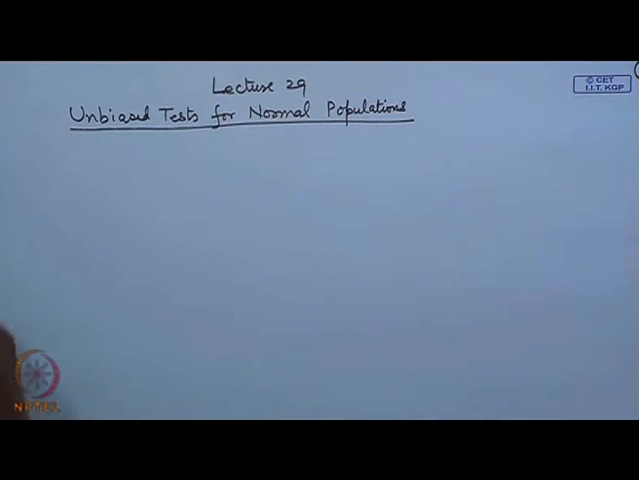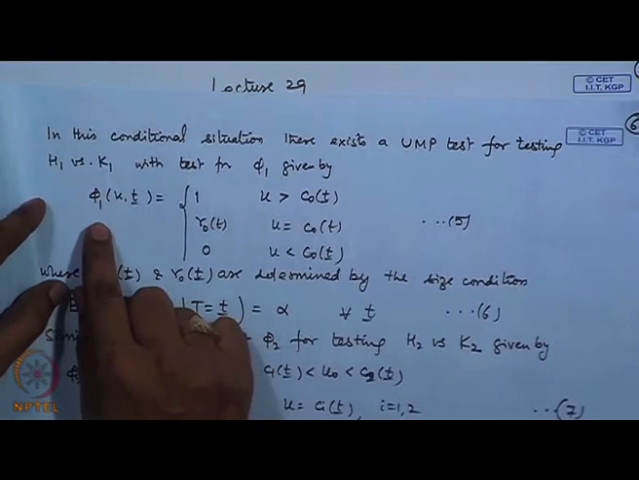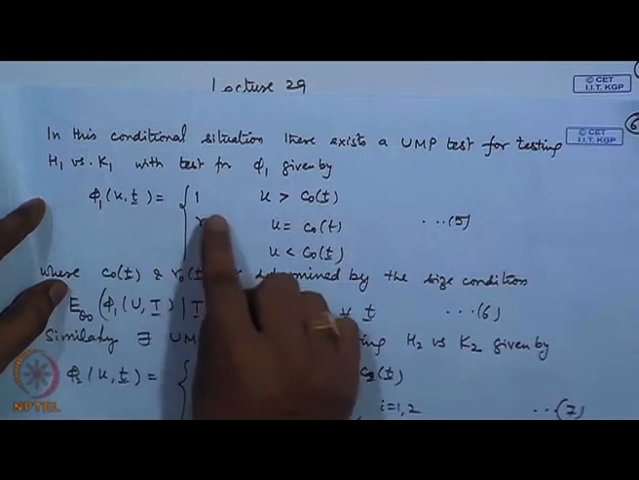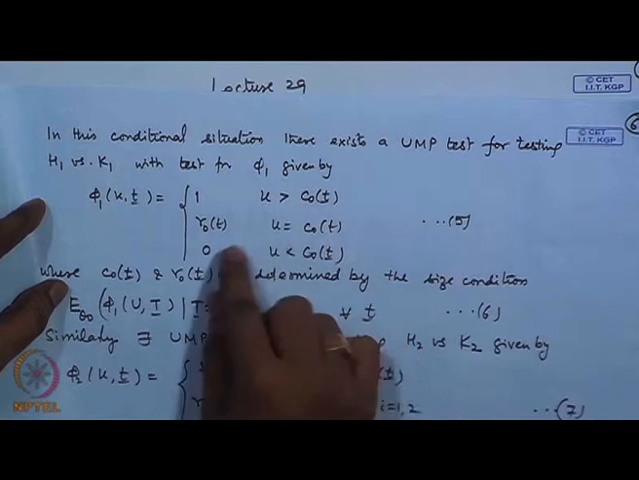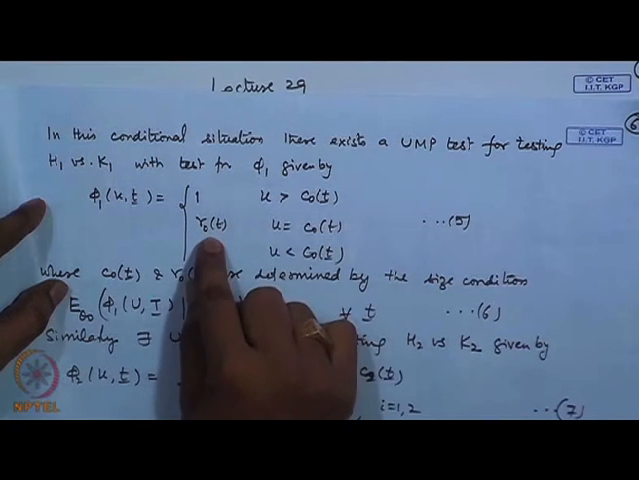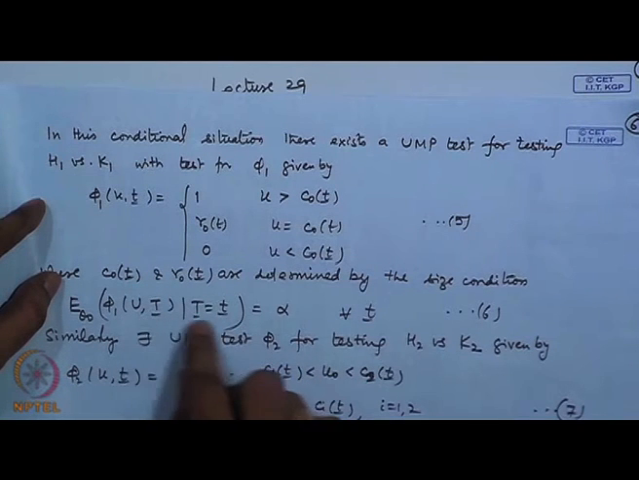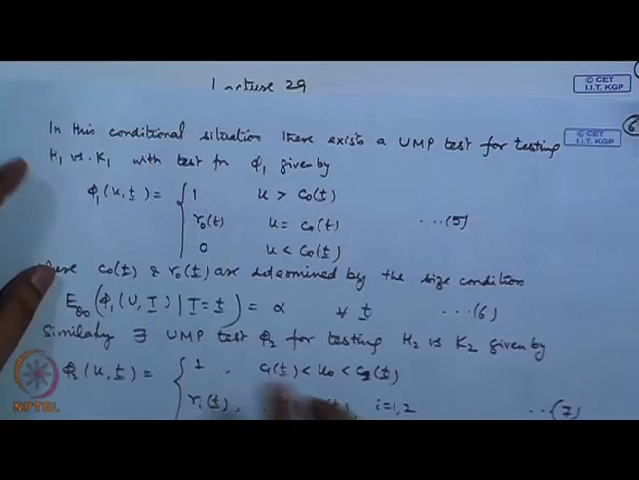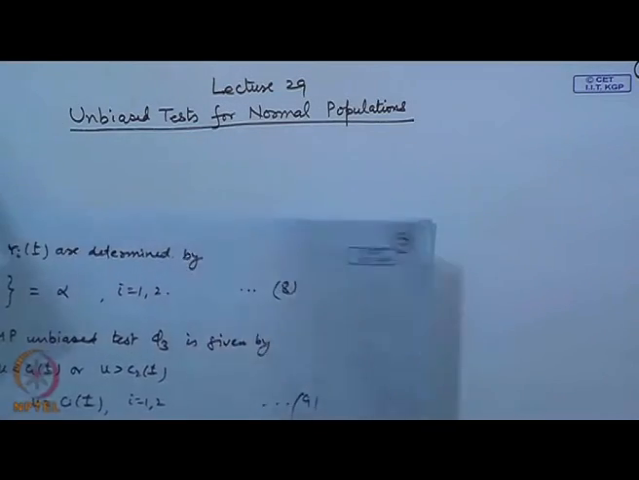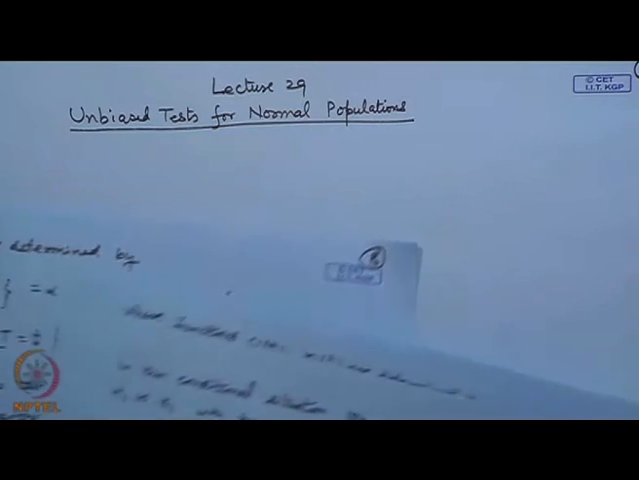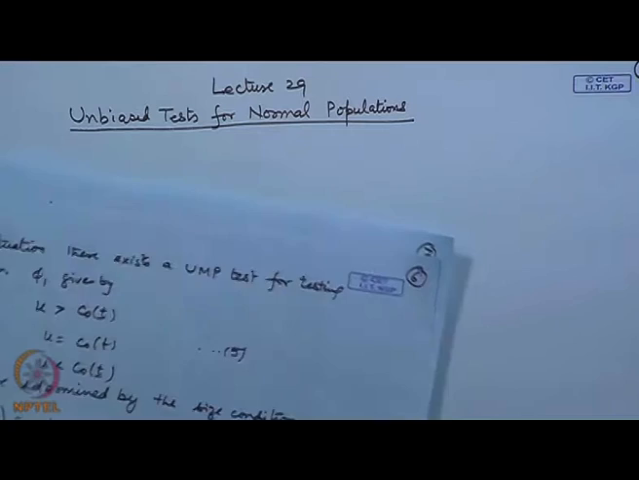Let me show the form here for at least one of them. If you recollect, the tests were of the form phi 1, conditional on t: u greater than c naught(t), and here this term is gamma naught(t), and this c naught and gamma naught are determined from the conditional distribution. An extension of this was done later on, where we called these the unconditional tests also.